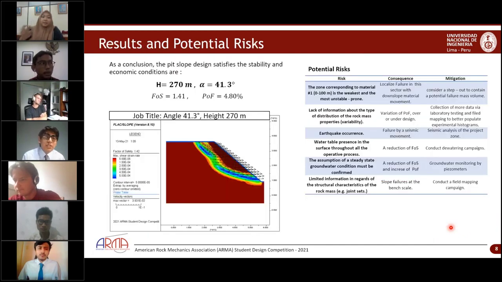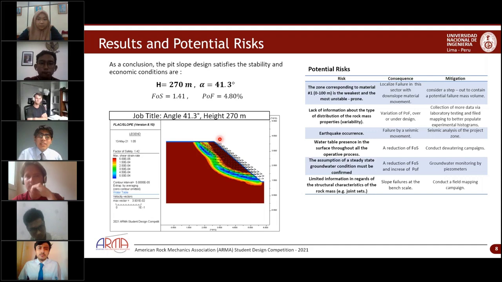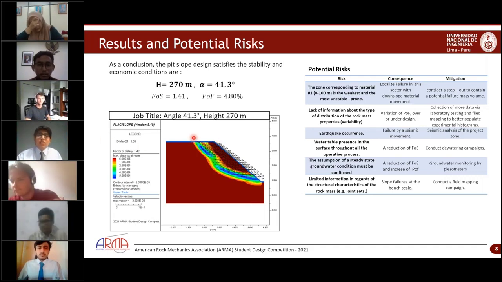Okay, results and potential risks. As a conclusion, from the results of our cost and benefit and deterministic and probabilistic analysis, we can state that the slope design that complies with both the financial and geotechnical requirements is one with a height of 270 meters and an angle of 41.3 degrees. The potential risks are the next.